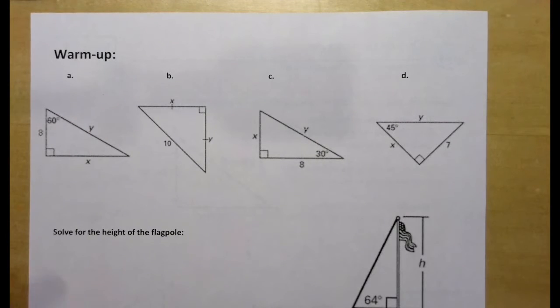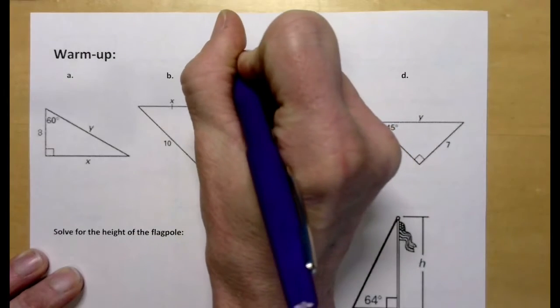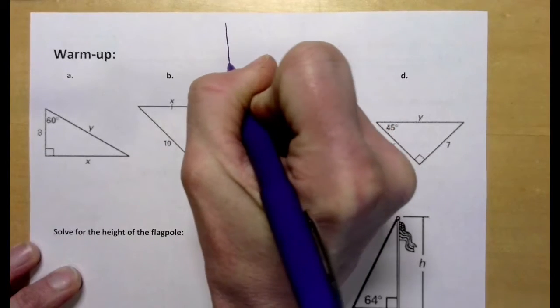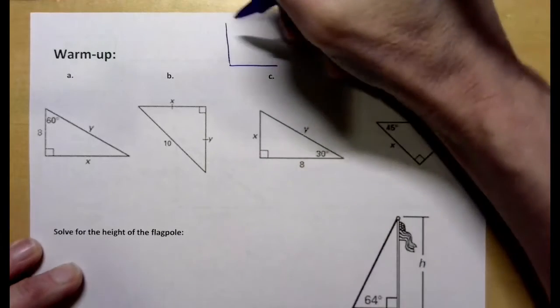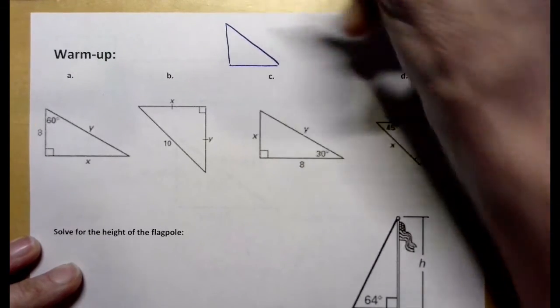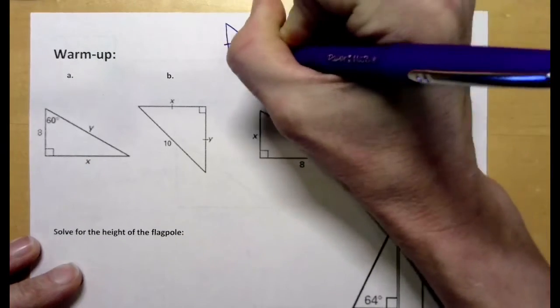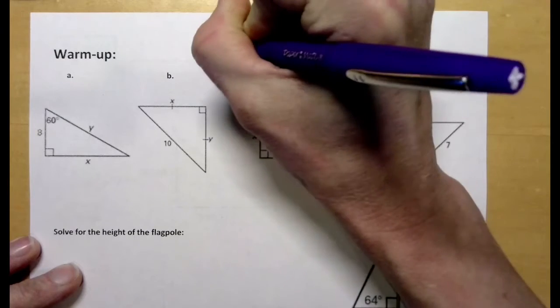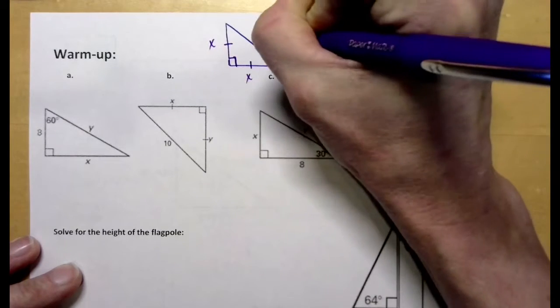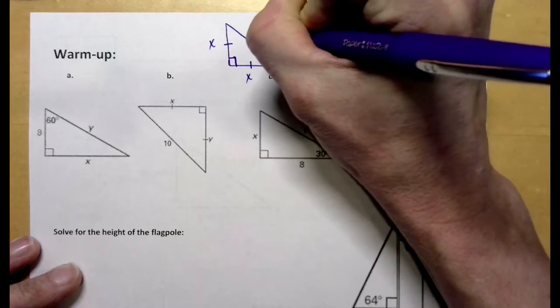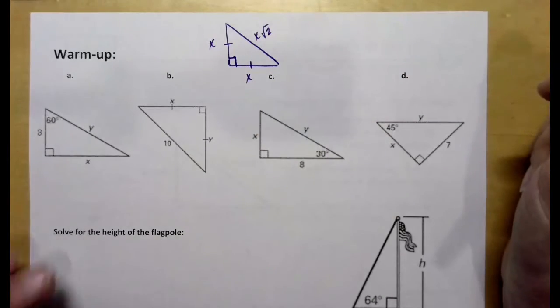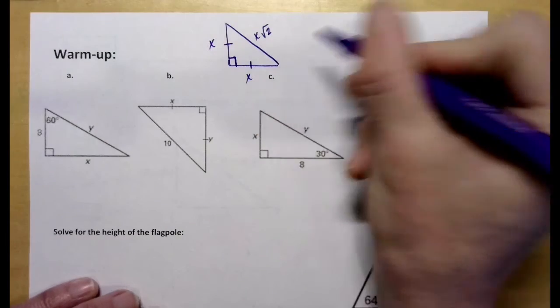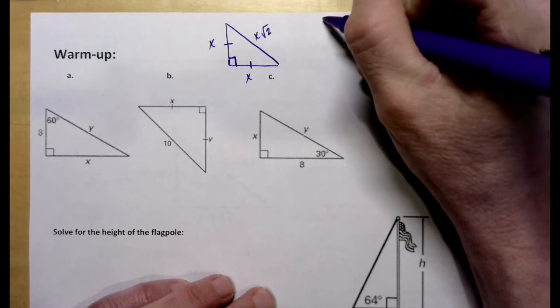Hey geometries! So here's a quick warm-up to remind us of our special right triangles. We have two of them we need to make sure that we keep in the front of our brains. Our first is an isosceles right triangle where I have a ratio of 1 to 1 to square root of 2. And remember that x can be any factor that you multiply or divide by for all triangles.